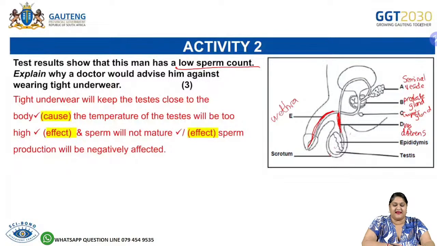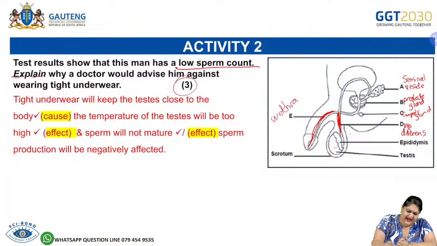I just want to have a look here again at the explain question. When we are doing these TV lessons, it's not only about teaching the content, we also need to teach you how to answer questions. So in this one, remember, explain, you must always think cause and effect. You need to explain what is happening, how it's happening, why it's happening. So here the cause is that the testes will be closer to the body. What will be the effect then? The temperature will be too high. And the second effect is that this will now cause the sperm to not mature. Always be guided by your mark allocation.